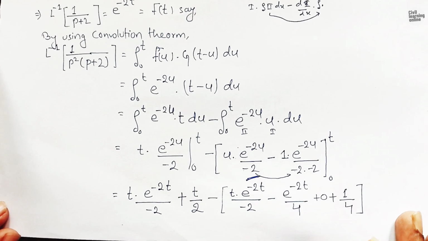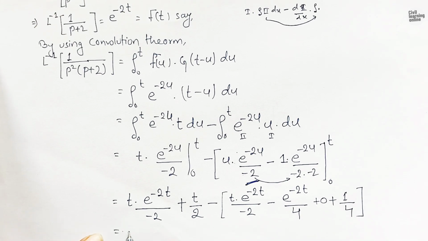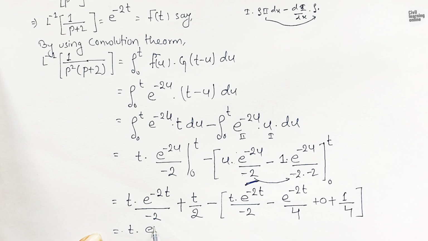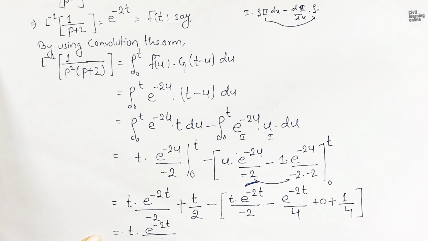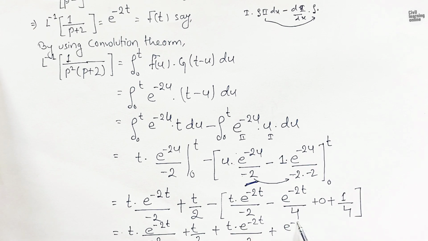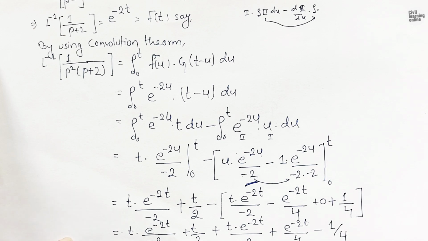Now we will do the final calculation here. We have t times e to the power minus 2t upon minus 2 plus t upon 2, and this minus minus plus t times e to the power minus 2t upon minus 2, and minus minus plus e to the power minus 2t upon 4, and minus 1 upon 4. Here this minus and this minus will get plus, and this will cancel out, because here it is minus 2 and here it is plus 2. Now we have the remaining terms, and that is our answer.